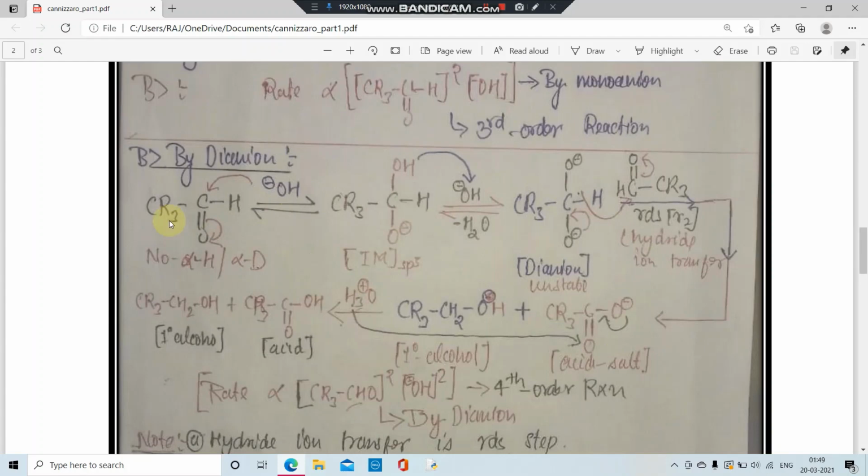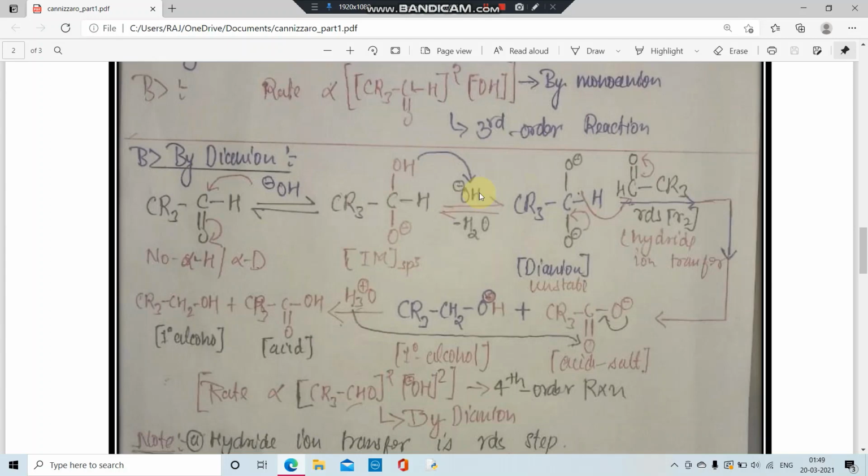Look, this is the given reactant. There is no presence of sp3 alpha hydrogen or deuterium at this carbon. So the OH minus is going to attack the carbonyl carbon, and then a new bond formation takes place between this C and OH. During that time, the pi bond of this C=O is going to shift as O negative. So here we are getting a monoanion, which is tetrahedral in shape.